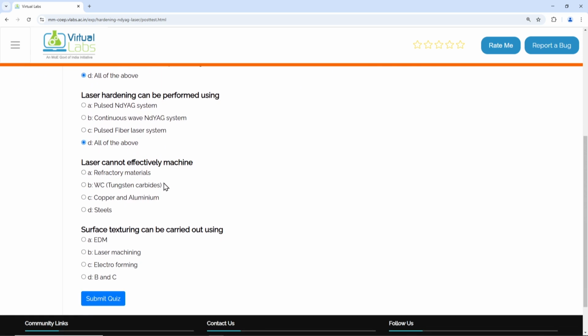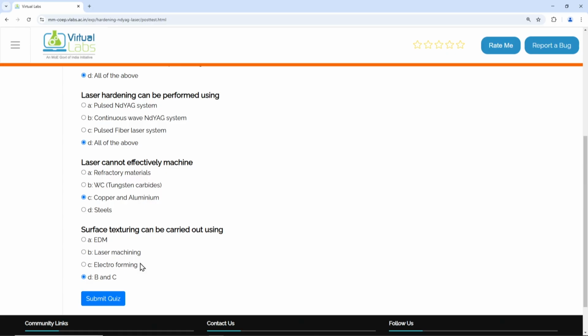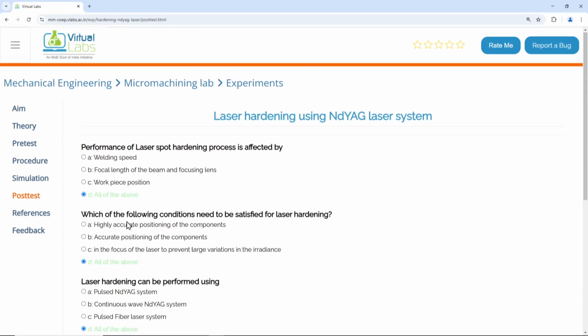Laser cannot effectively machine copper or aluminium because these are very reflective. Surface texturing can be carried out using EDM, laser machining, or electroforming. B and C can help us in surface texturing, because with EDM we cannot very closely control the texture, though there are studies which show surface texturing is now somewhat possible through EDM, but majorly it is done using laser or electroforming. I am submitting. These are the correct answers.